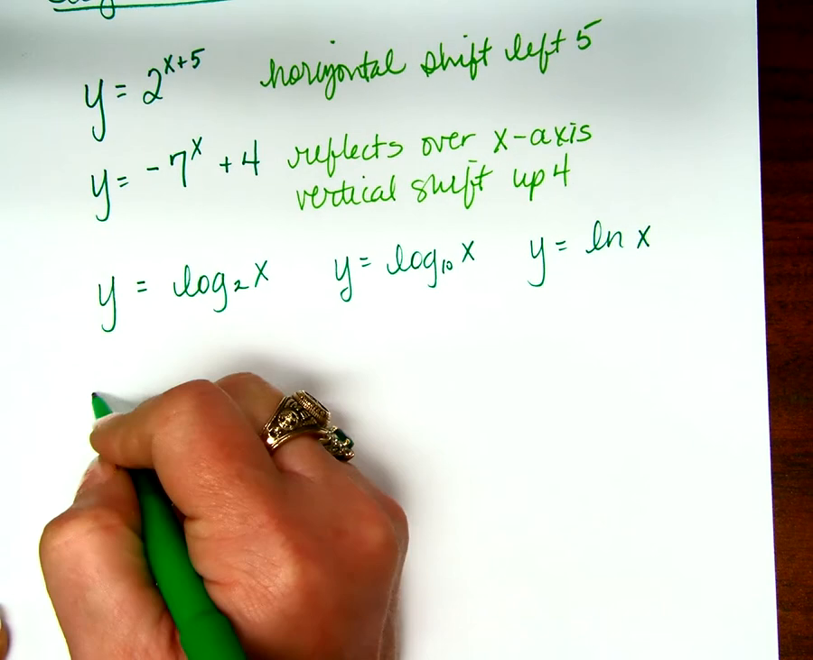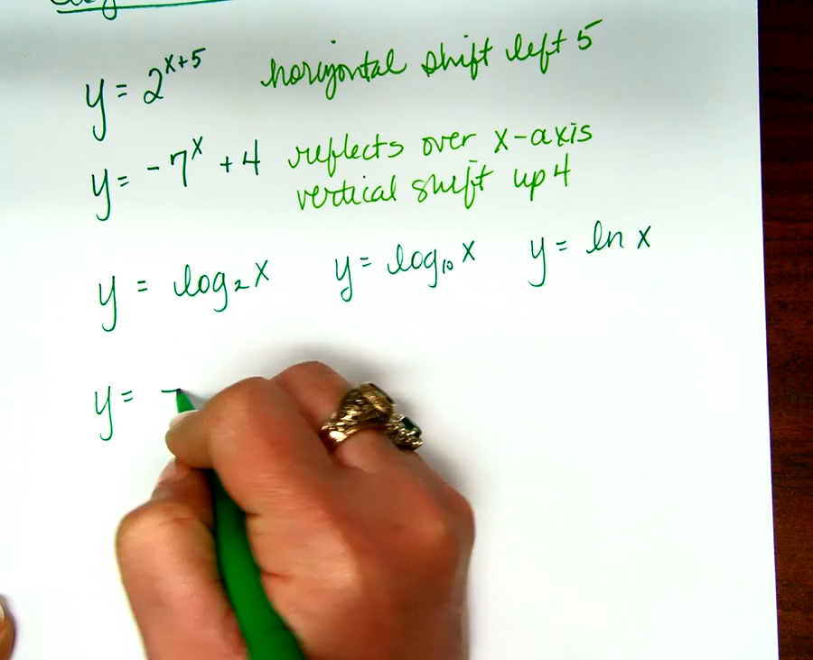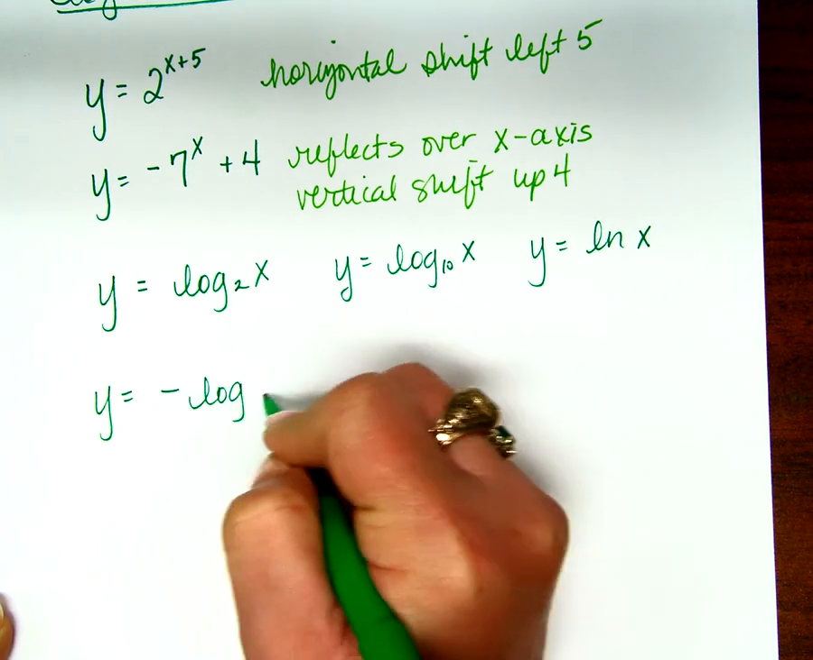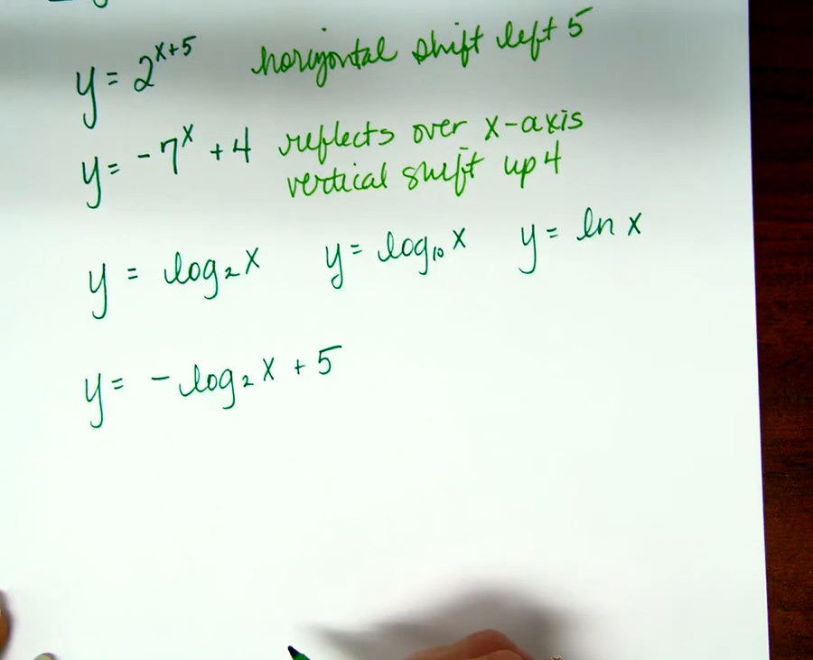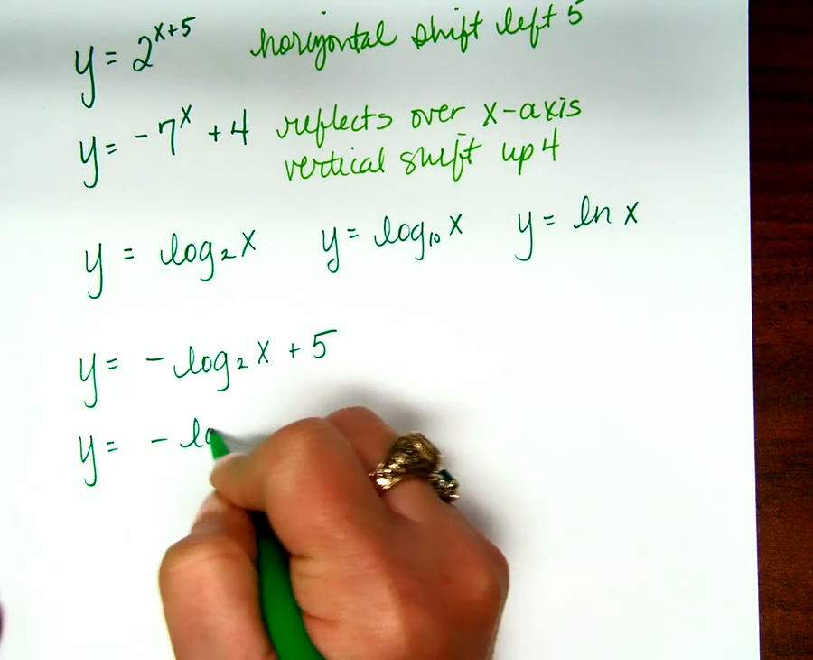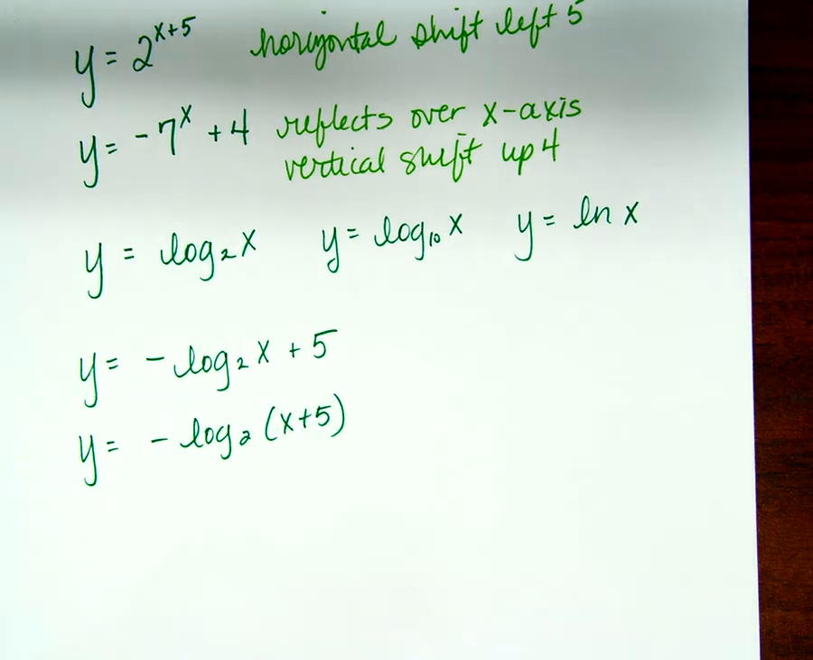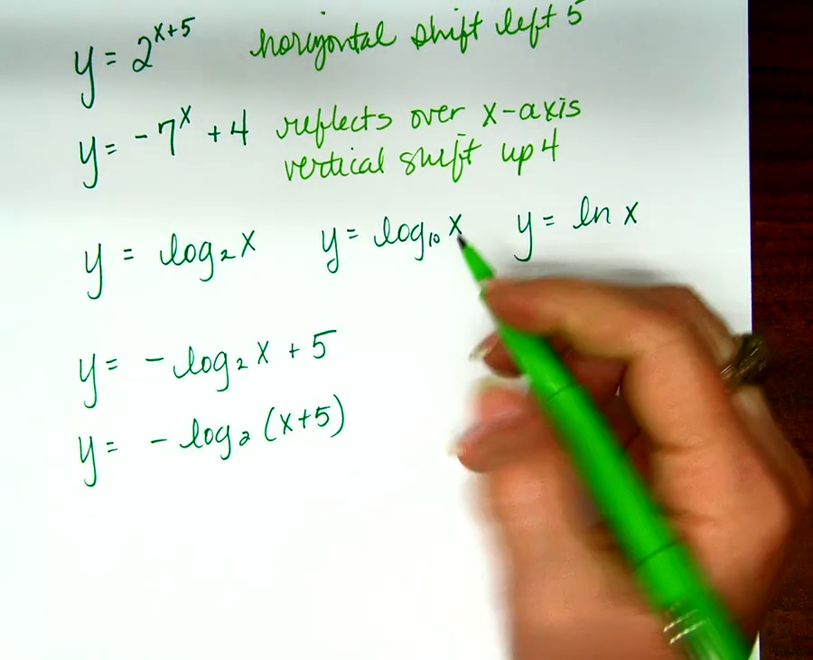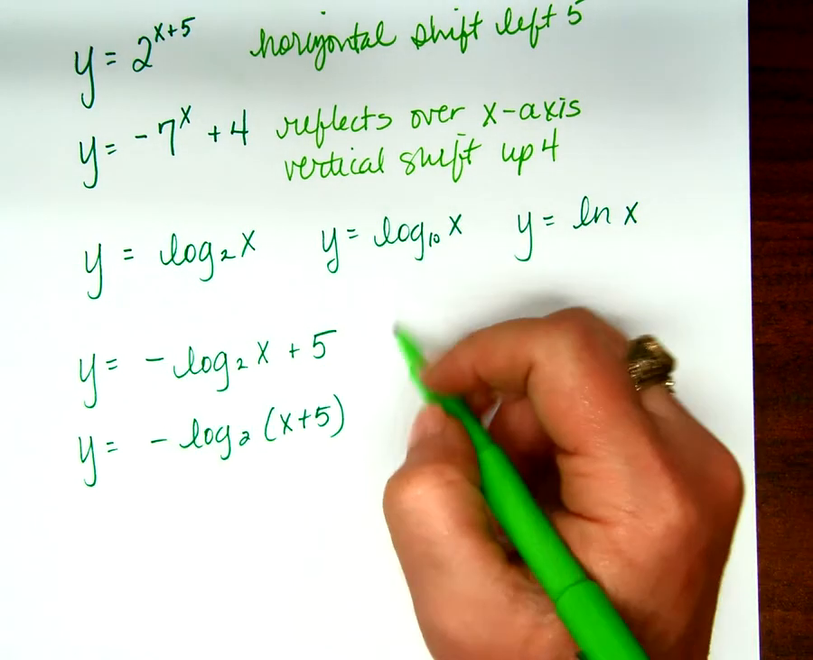So here we go. Y equals negative log base 2 of x plus 5 versus y equals negative log base 2 of (x plus 5). Do you see the difference, first of all? Yes, okay. They both have a reflection.